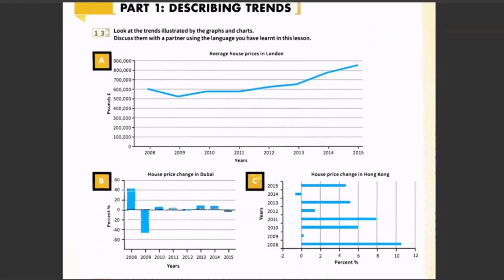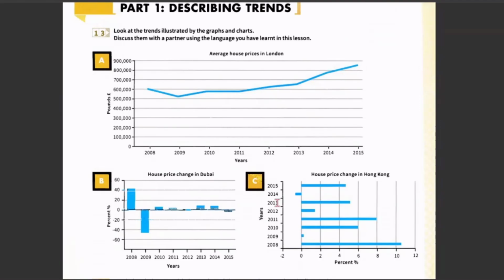Ready, Tasmia? Yes, I'm ready. Okay, let's start with diagram A. So the line graph is about the average house prices in London. The vertical axis describes the prices of the houses in pounds, and the horizontal axis describes different years. So from the line graph, we can see that the highest price of the house in London is in 2015.